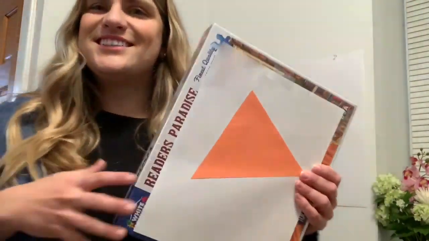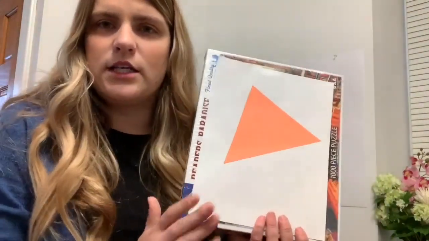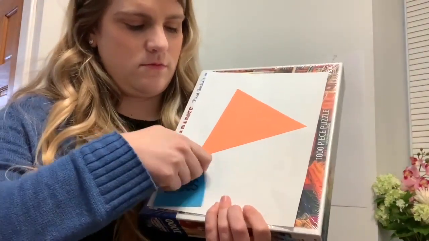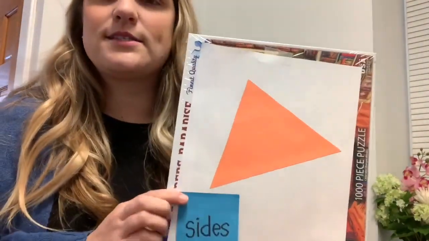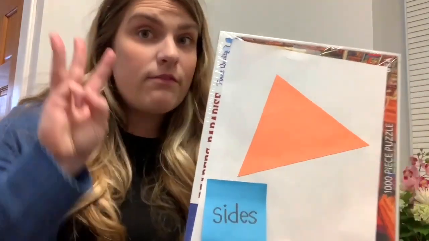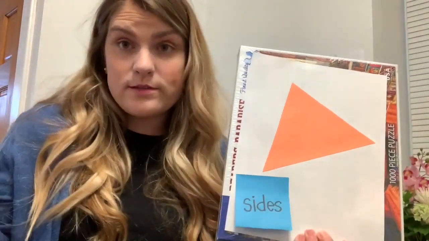What are the defining attributes of a shape? This is my little handy dandy clipboard puzzle box here. And if we're looking and you're saying this is a triangle, how do you know? Well, one defining attribute is how many sides it has. So we can count here and see how many sides are on this triangle. 1, 2, 3. So to be a triangle, you have to have 3 sides, always.